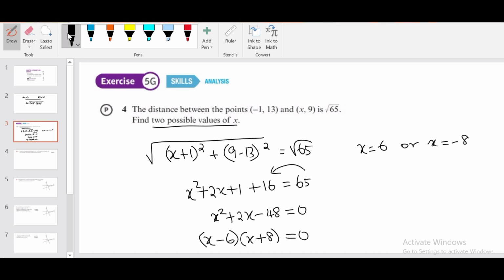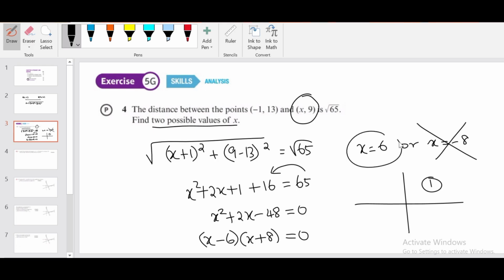That's all. But for questions like this, they might trick you with some extra information. They might tell you that the point is in the first quadrant. What do they mean by first quadrant? This is the first quadrant. In first quadrant, x has to be positive. So you ignore this, you take only 6.